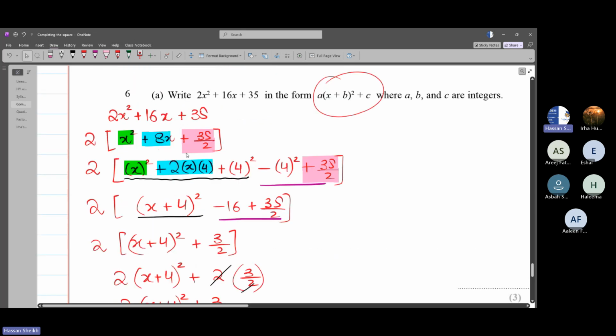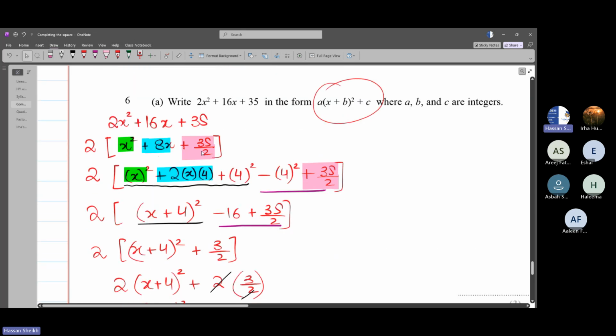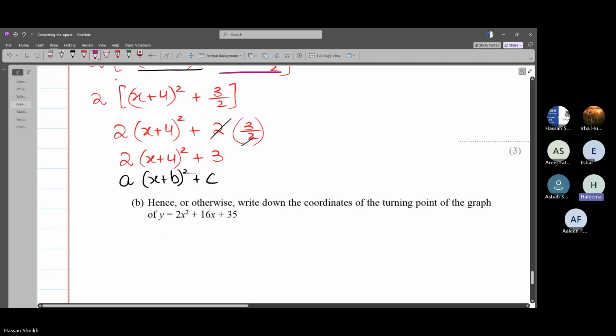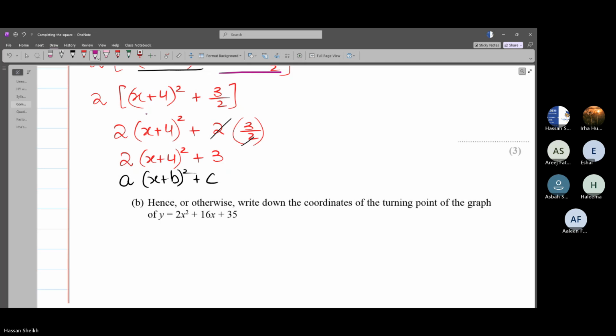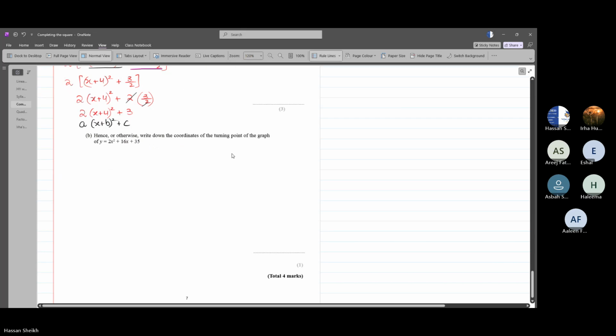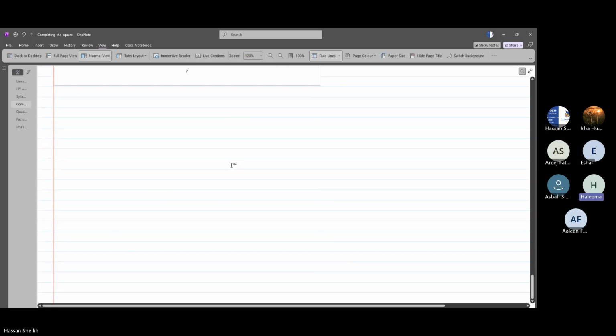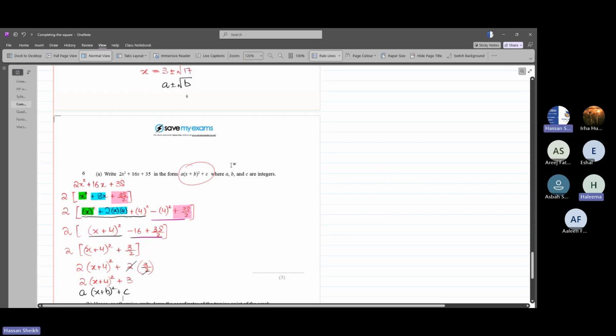What they want is a into x plus b whole square plus c, where a, b, and c are integers. So what is a? a is 2, b is 4, and c is 3. No doubt.